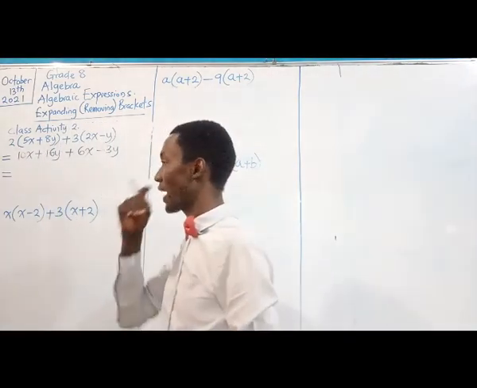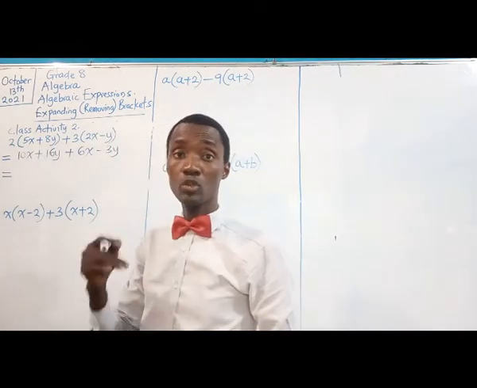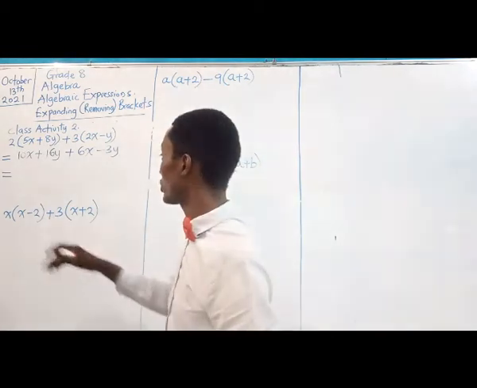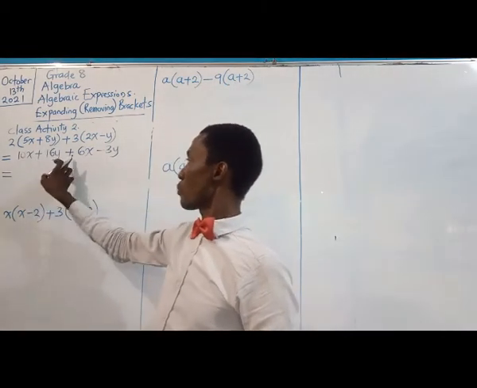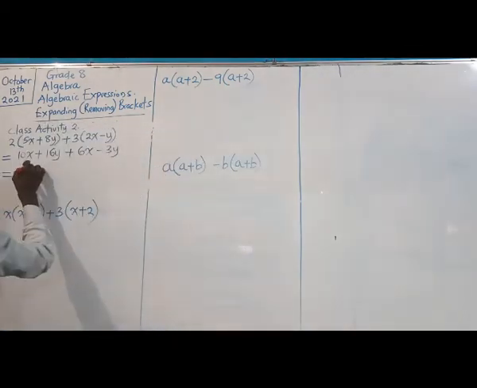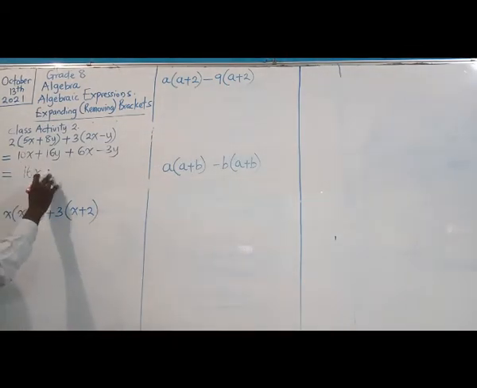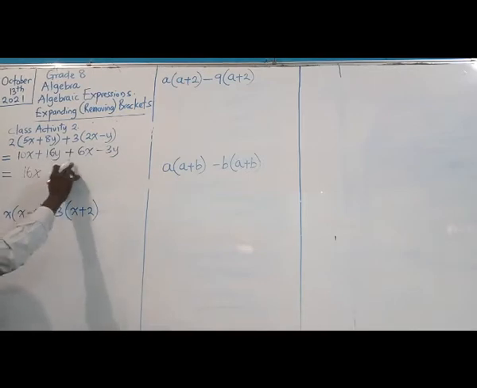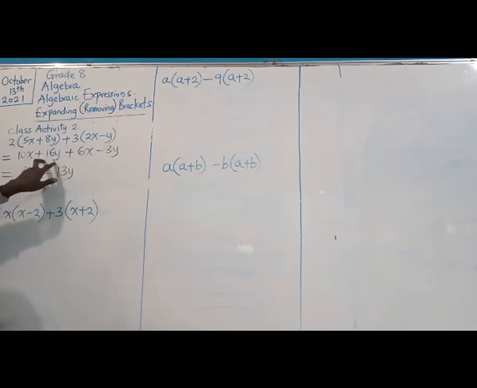Now, rather than collecting like terms, do the collection mentally. How do you do that? 10x plus 6x will give me what? 16x. And then 16y minus 3y will give me what? 13y. So 16y minus 3y will give me 13y. And that closes this one out.